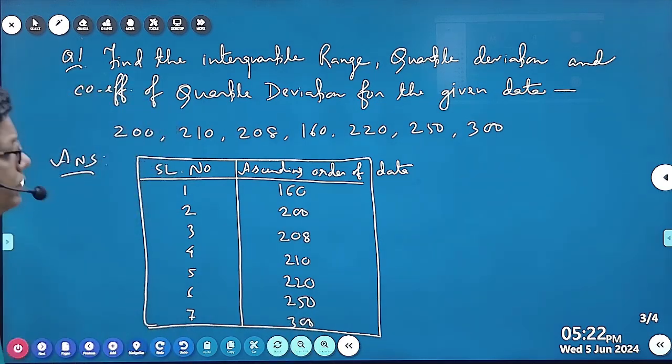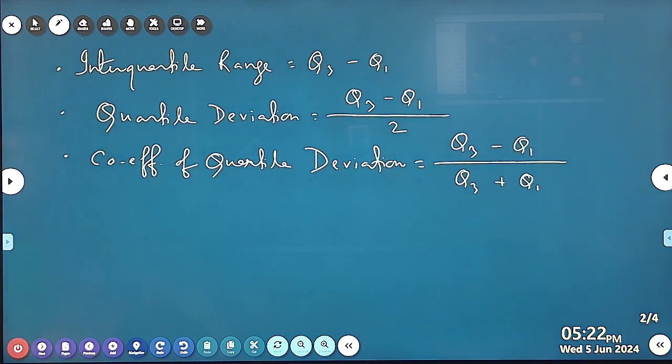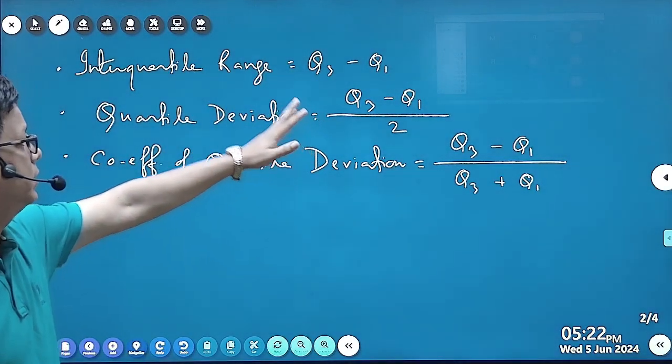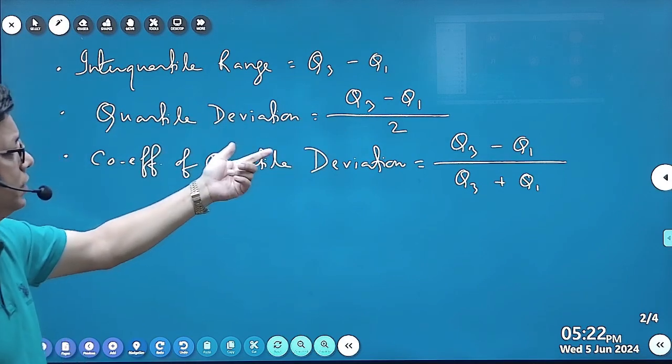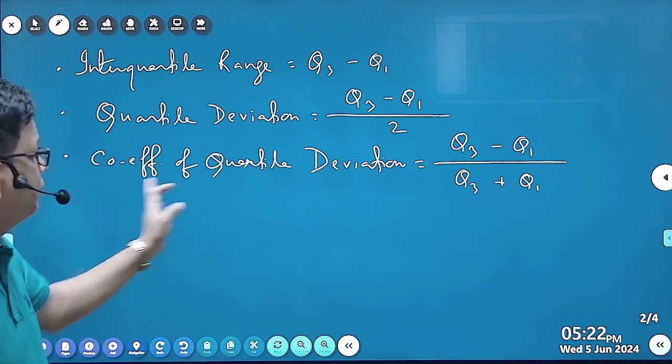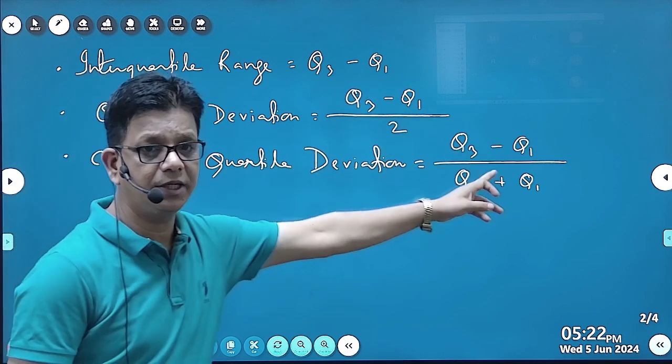Now the question is to find the interquartile range, the quartile deviation and the coefficient of quartile deviation. All these 3 notes are here, just you know this. Interquartile means quartile 3 minus quartile 1. If you divide the interquartile range by 2, that is only quartile deviation. And the way I showed a few minutes back, coefficient of range: this one minus this one, divided by this one plus this one.